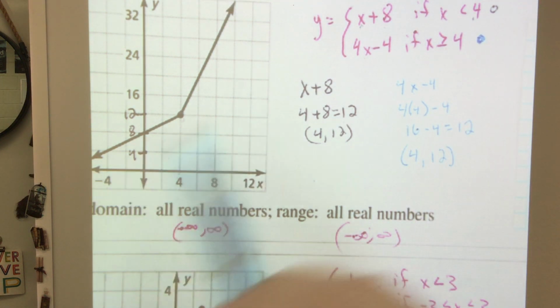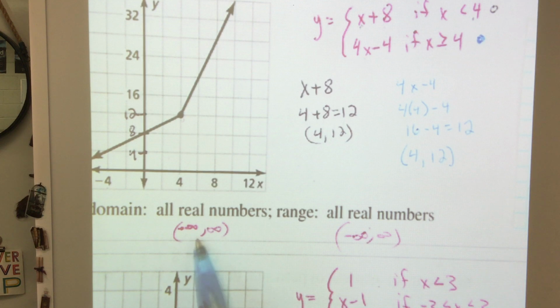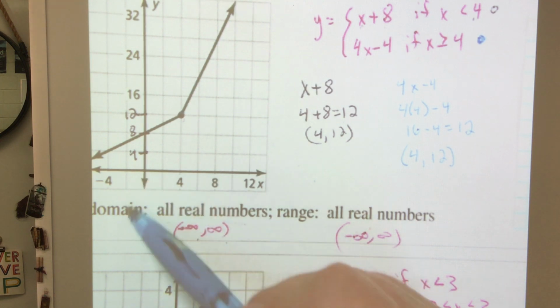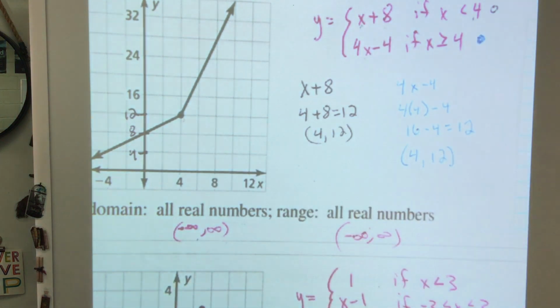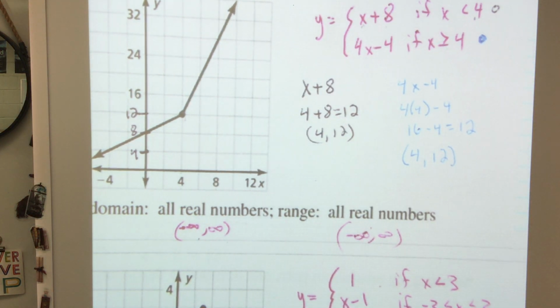And then looking at the graph, the domain, all real numbers is what Big Ideas gives us, which is negative infinity to infinity. And the range, again, is all real numbers. It covers all the numbers on the y-axis. Number 19.